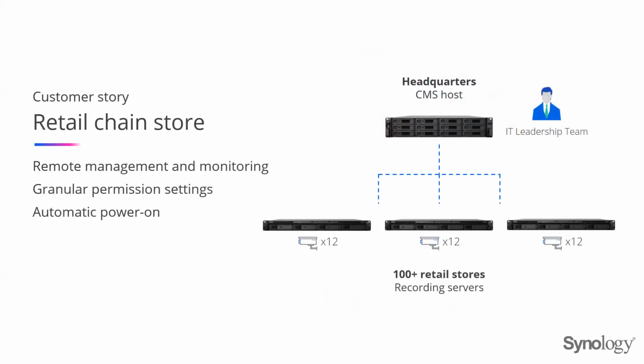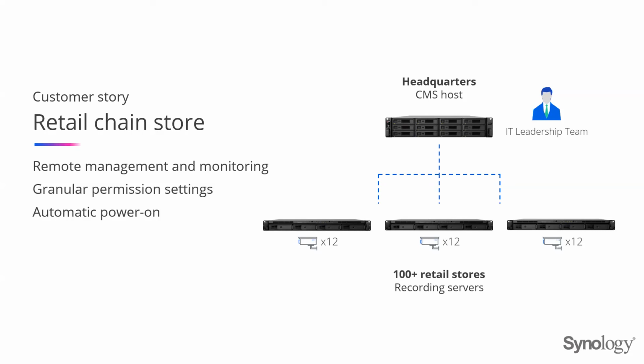This next one is a retail chain that operates throughout the southeastern United States. Now, they operate well over 100 stores, each with a local recording server hosting about 12 cameras, each in a similar configuration rolled out across the board. And what had happened is several of their stores had unfortunately fallen victim to a hurricane.